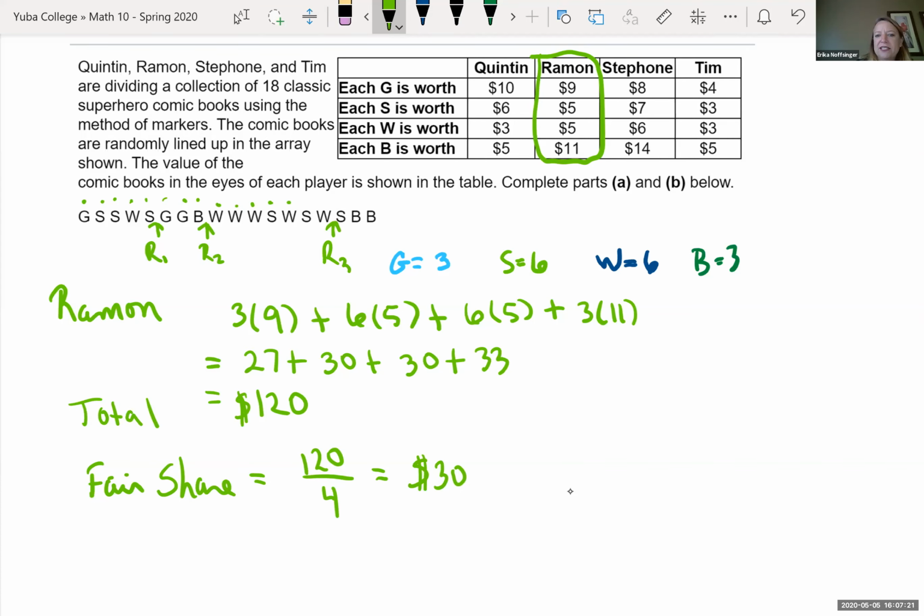Let's just check S, B, and B just to see that that's around $30. Well, S is 5, B and B. Well, 2 times 11, that's 22, plus 5 is 27. Okay. So we just found where Raymond would put all of his markers. And so now we got to go through for Stefan and do the same thing.